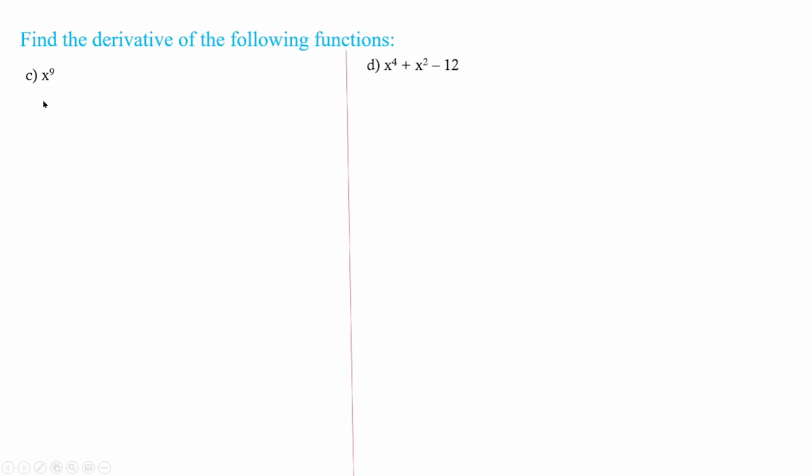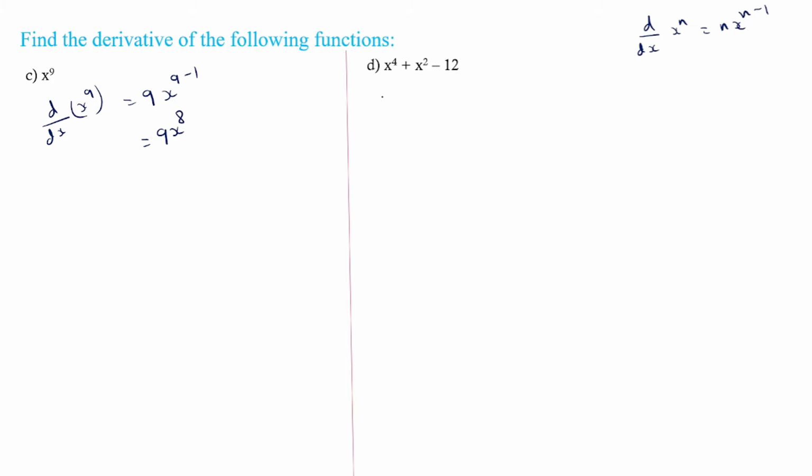Next one, the derivative of x raised to 9. Again, we just now saw the derivative of x raised to n is n into x raised to n minus 1. So the derivative of x raised to 9 is 9 into x raised to 9 minus 1. So it is 9x raised to 8.